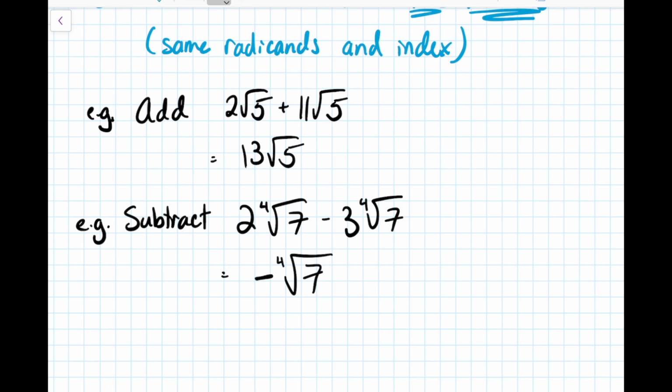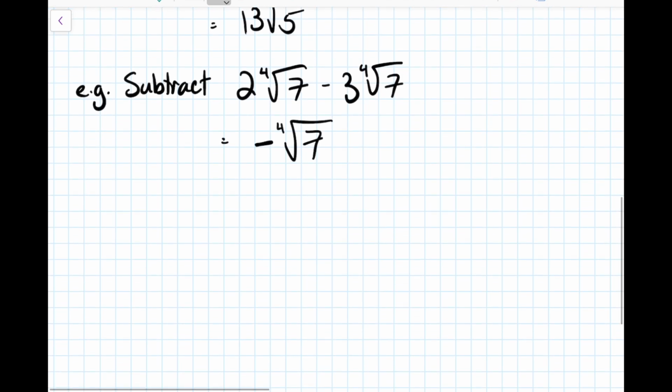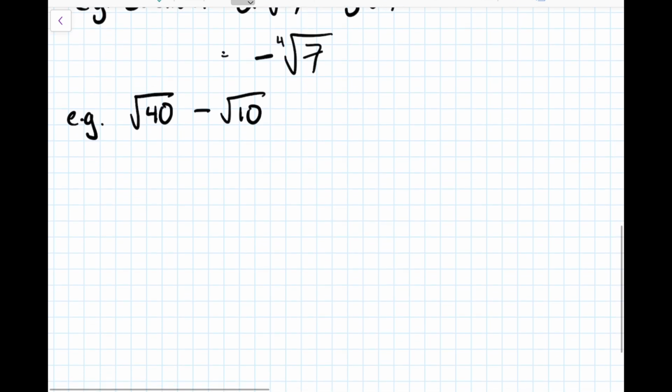But what if we don't have like radicals? There are going to be some cases where we can get around that. Let's say I ask you to do root 40 minus root 10. At first glance, the indexes are the same, right? They're both square roots, but definitely not like radicals at the moment.